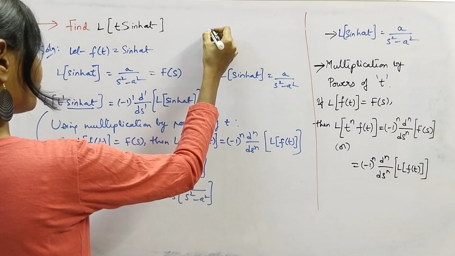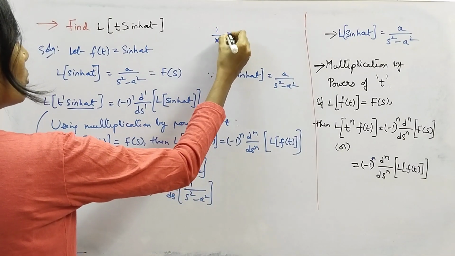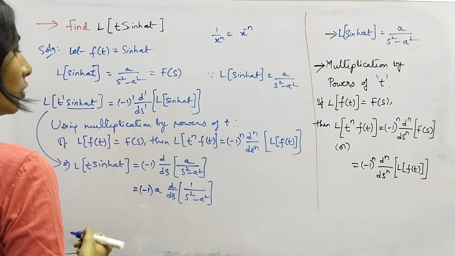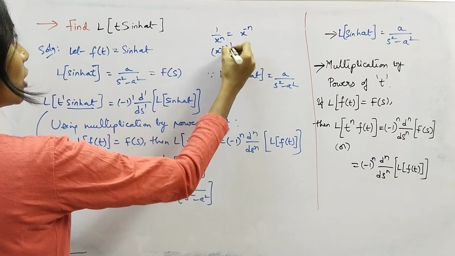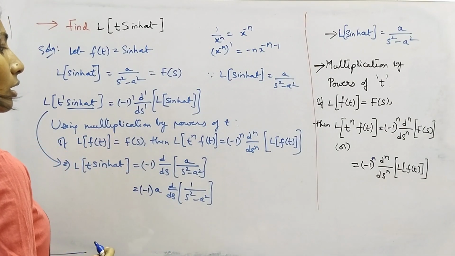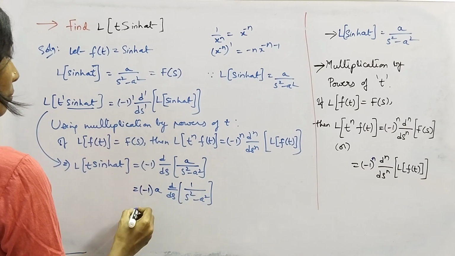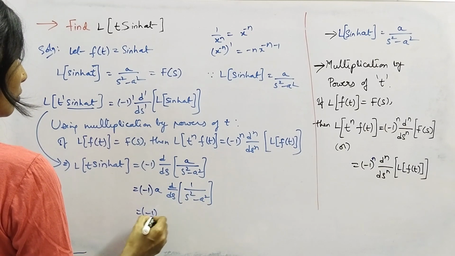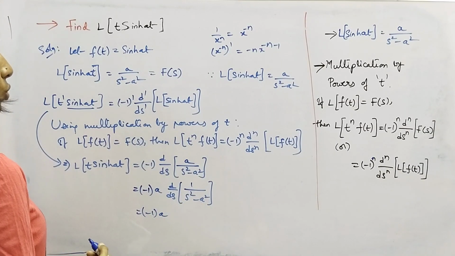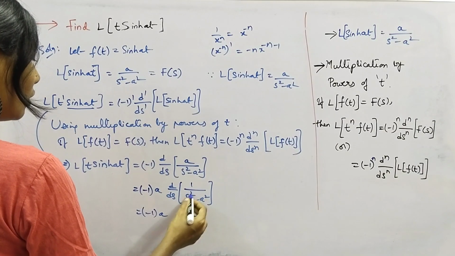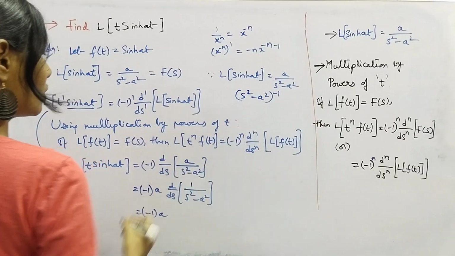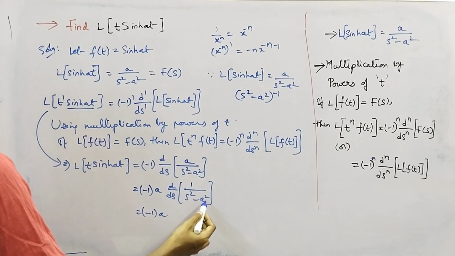We know that 1 by x can be written as x power minus n, say x power minus n, right? Then the derivative of x power minus n will be minus n into x power minus n minus 1, right? Likewise, you will find the derivative of this. You can write minus a directly. Okay, the derivative of 1 by s square minus a square, you can write as s square minus a square power minus 1.